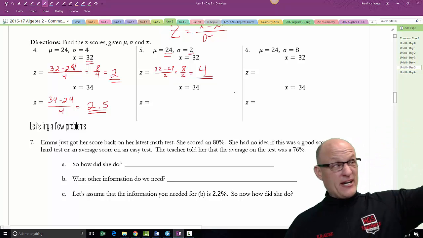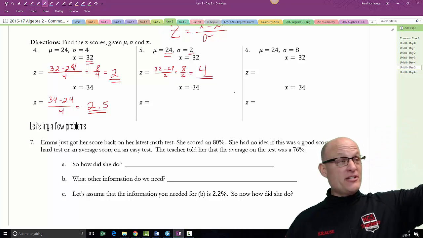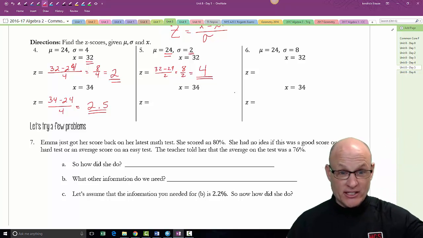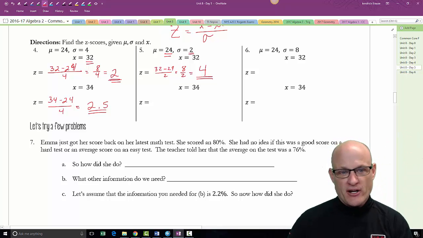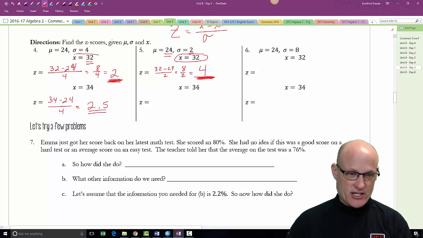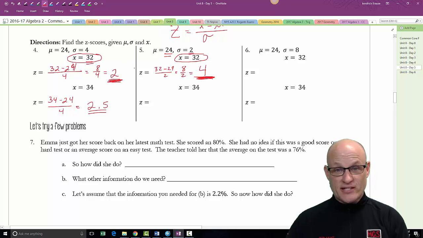They're way out there. You did so good, it's crazy good. Whereas this person scored 2 standard deviations above the mean, this one scored 4 standard deviations above the mean. So a score of 32 on this test is light years ahead of a score of 32 on this test.